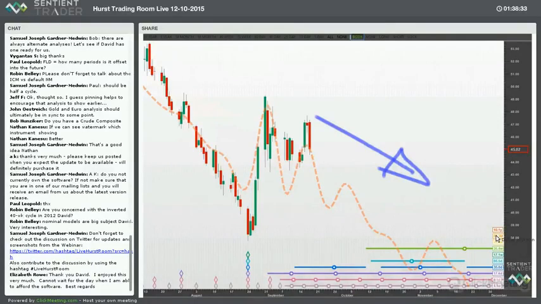A watermark showing which instrument, Nathan? Yes, that's a very good idea, and not something we'll do today, obviously.